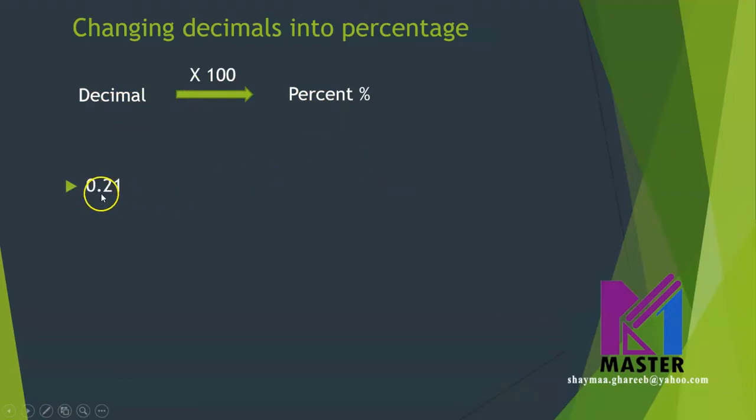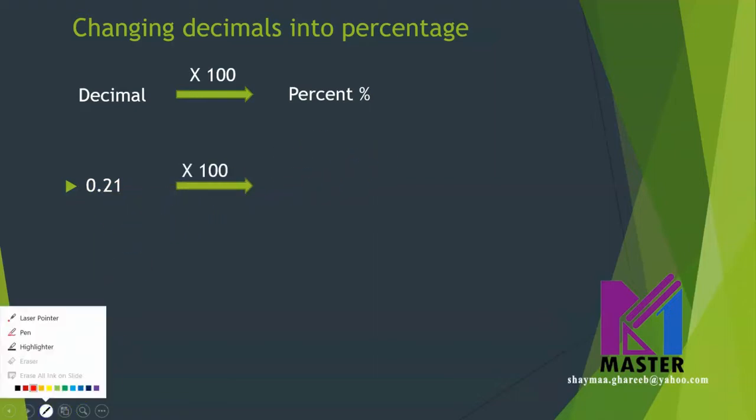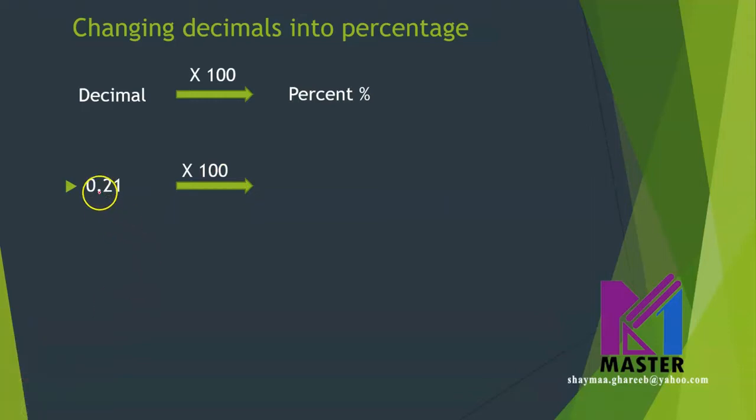Example, 0.21 or 21 hundredths. If I want to change it into a percent, I will multiply it by 100. And if you remember, when we multiply a decimal number by 100, it means the value of the number is getting bigger by 2 places, which means I'm going to move the decimal point to the right 2 places. So it will be 21%. And of course, don't write 0.21% because no number starts with 0. So it will be 21%.